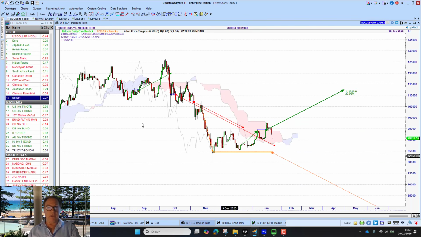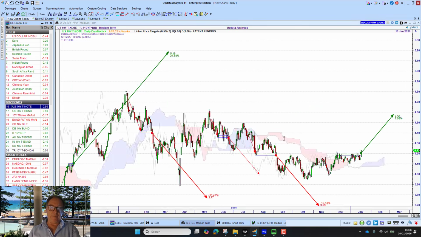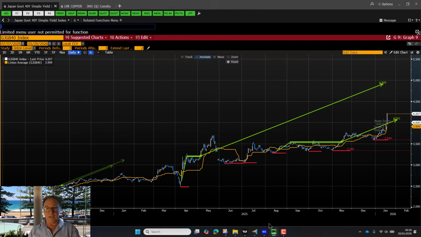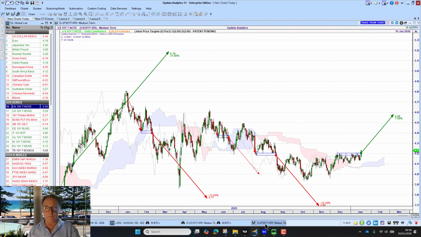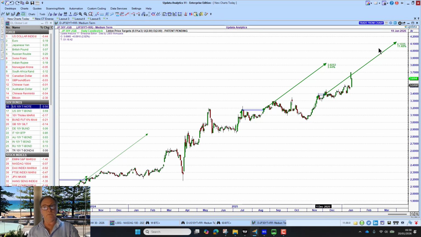So coming back to Updater, we see here that's the picture on Bitcoin. The big thing at the moment is US 10-year yields, and we're seeing that we've got that upside target activated now. And the really big worry that's starting to worry markets globally is what's happening in Japan.